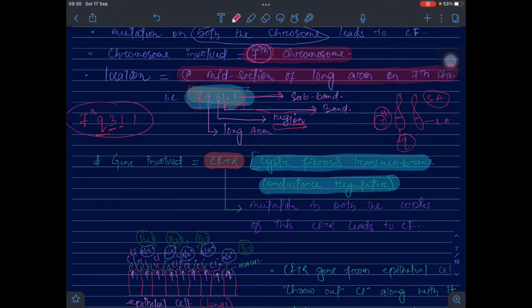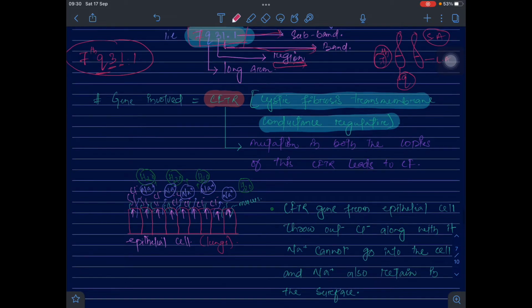What is the chromosome involved? The 7th. Which location? The long arm, that is 7q31.1, the long arm of the 7th chromosome. So a mutation in both copies of the CFTR gene leads to cystic fibrosis. We all know it is recessive, so the mutation should be on both copies of the CFTR gene.